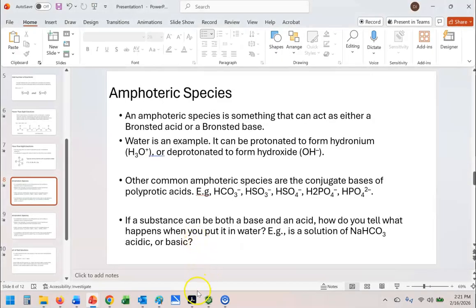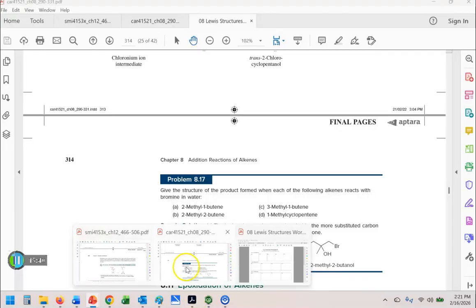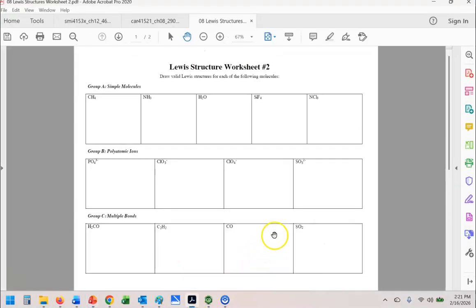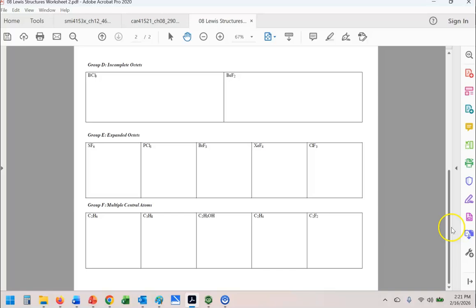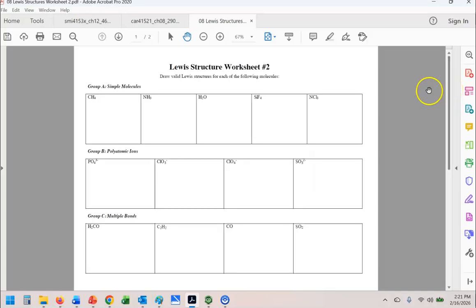So let me go back and just say this is the assignment that you have that'll be due the next class period. It is Lewis Structures worksheet number 2, and you should have been given a copy of this in class. I'm asking you to do A through E. So it's got 2 sides. You do not need to do the group F, but I'm asking you to do group A through E before the next class period. When it says simple molecules, these are all molecules where everything is a single bond and everyone has a full octet. Just really, really simple, easy to do.